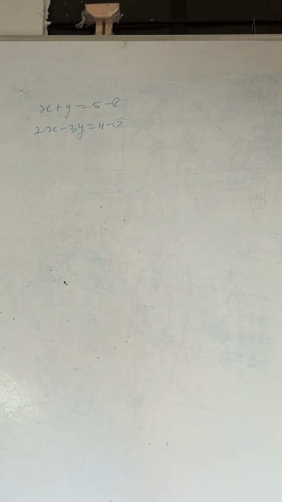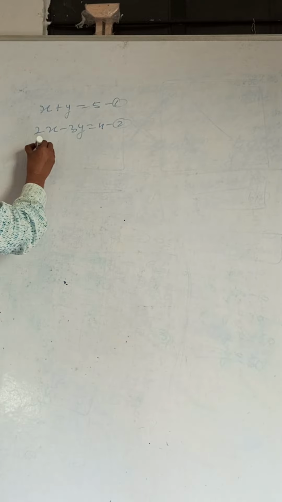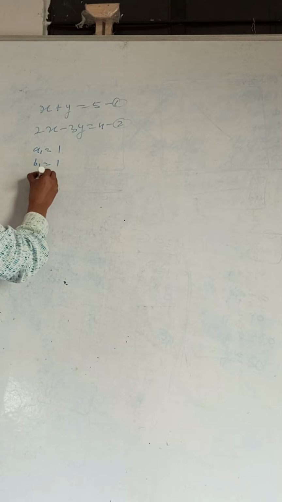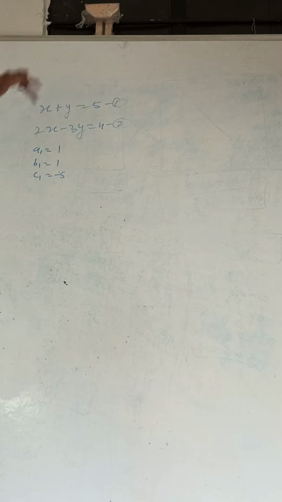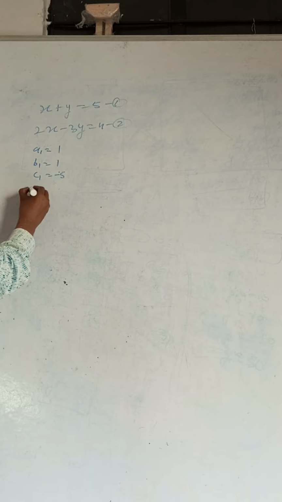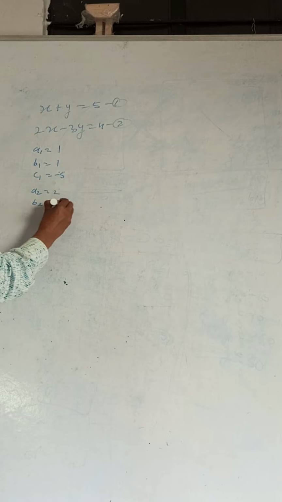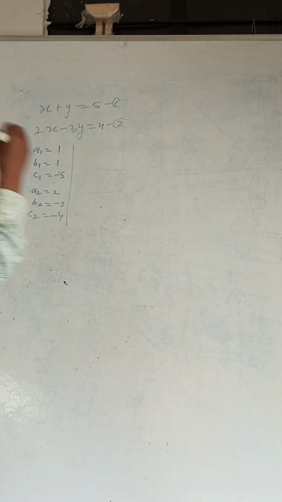Now we are solving it by the cross multiplication method. First we write the values. For equation number 1, A1 is equal to 1, B1 is equal to 1, C1 is equal to minus 5, because the number moves to this side, so it becomes minus. Now A2 is equal to 2, B2 is equal to minus 3, C2 is equal to minus 4. These are the values.